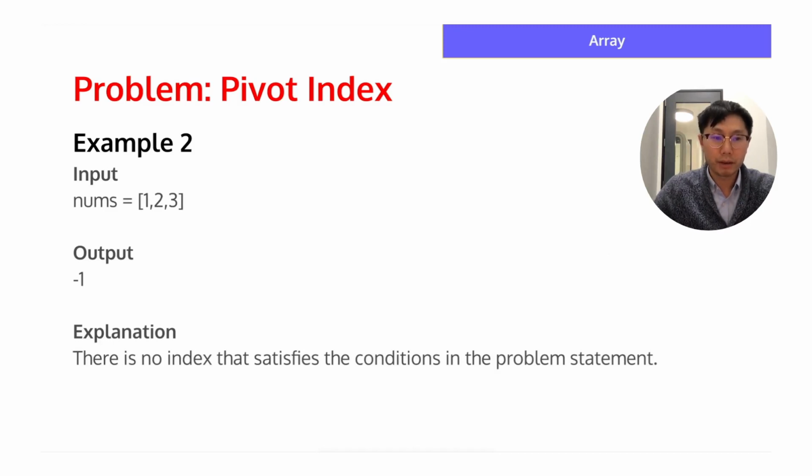And now let's take a look at example input 2. Here we have an array called nums that contains the values 1, 2, and 3. Here our output for the pivot index will be -1. This is because there is no index that satisfies the conditions in the problem statement.